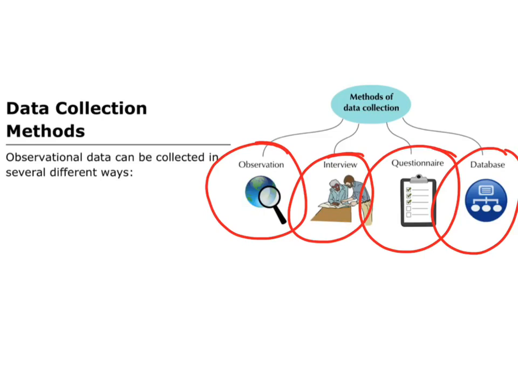Another type is a database. For example, all of our student marks, all of the data about students, your addresses, your contact information, your grades, all of those things are stored in our school database. That's also what NCQA uses to collect that information. So those are four different methods that we can use to collect data.